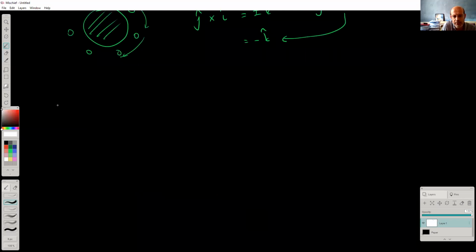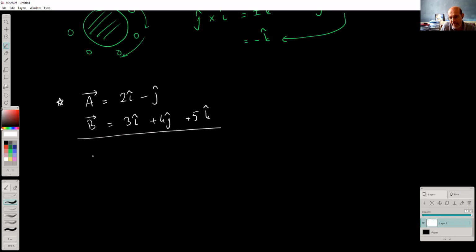So if I have 2 vectors, let's say A, I'm just going to write it down like that, 2i minus j, and let me write B as 3i plus 4j plus 5k, let's say. I mean, these are 2 arbitrary vectors. Then I can compute A cross B.